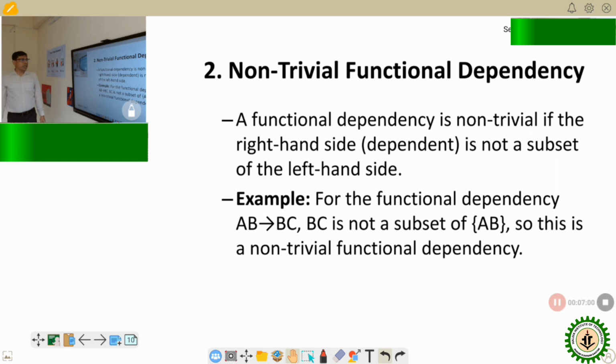Next is the non-trivial functional dependency. Here, the right hand side is not a subset of the left hand side. So here we are considering an example, AB arrow BC. So BC is not a subset of AB. That's why it is called a non-trivial functional dependency.